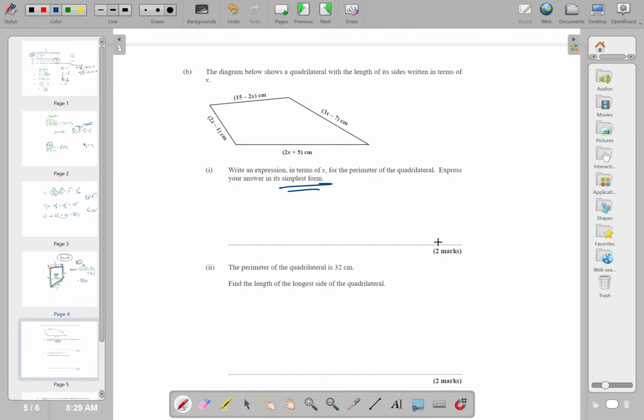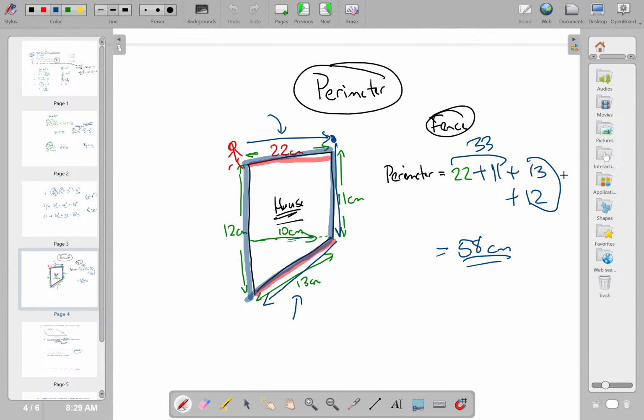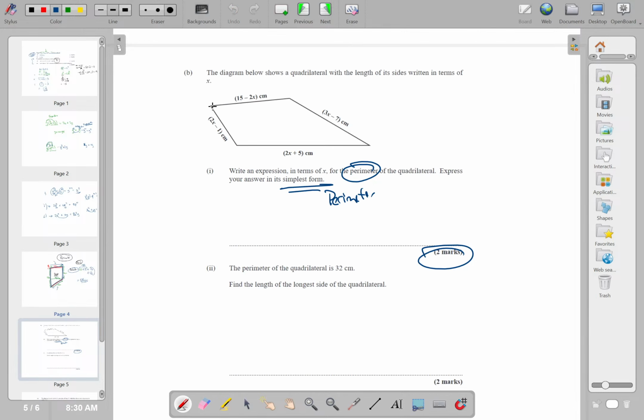2 marks, we need it. Every mark's needed. Now it says the perimeter, people. So write it down. Perimeter. Now, what did I say about perimeter? Take the stick man on a journey, please. It doesn't matter where you start, so you can put your stick man anywhere. Where would I go in order to get around the shape? I'm going to have to first go here. How much would I have to travel there? 15 minus 2x. So write it down.